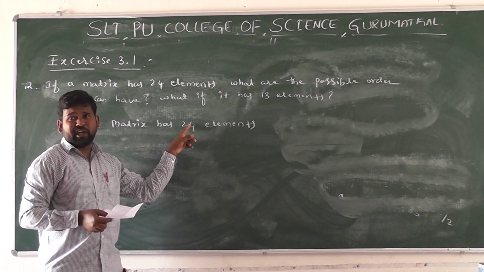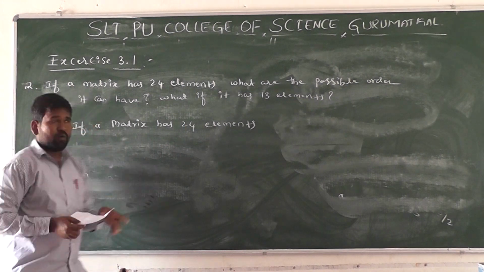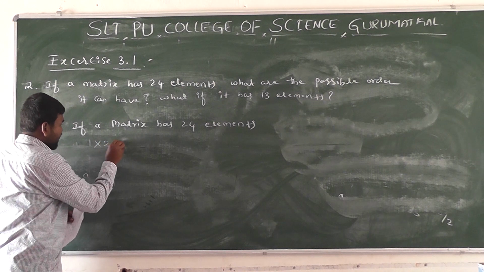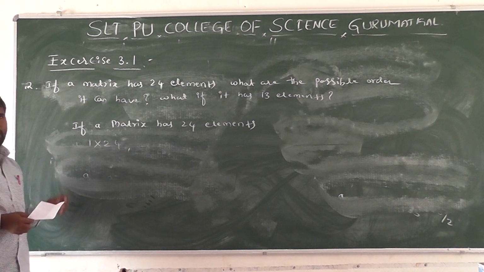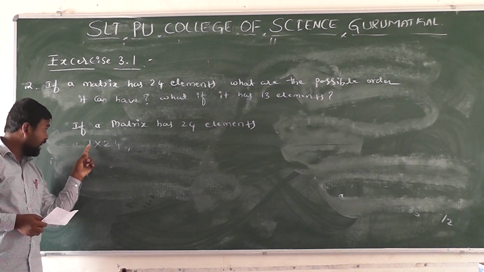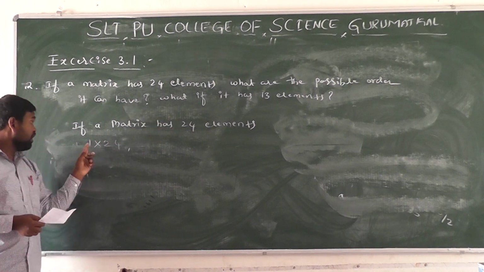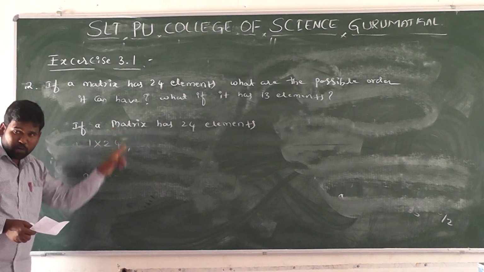Here 24 is a multiple of 1, right? 1 times how much is 24? 1 into 24, right? This is the first possible order, where this is the row and this is the column. Then how do we arrange 24 elements here? 1 row and 24 columns we have to arrange.